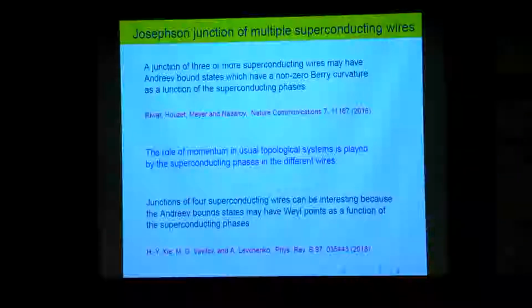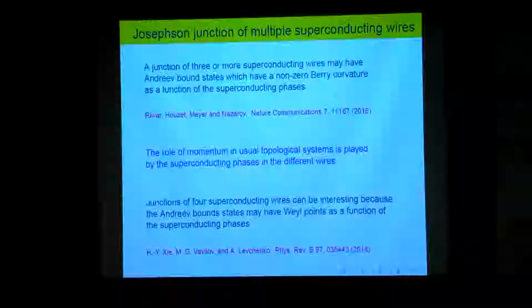All right. So the main point of this talk is that a junction of three or more superconducting wires will typically have Andreev bound states. This is true even for two wires. But if you have three or more wires, these Andreev bound states form bands as functions of the superconducting phases. And these bands will generally have a non-zero Berry curvature, and then you can have physically observable effects due to that Berry curvature.